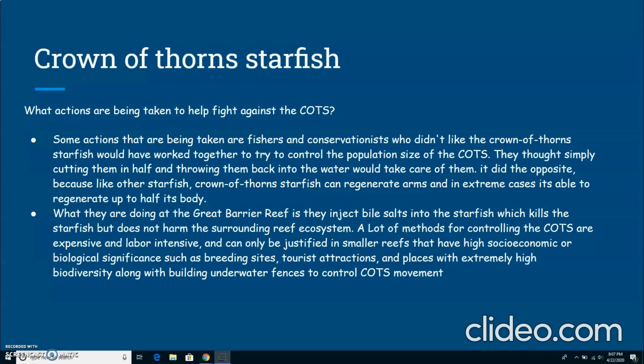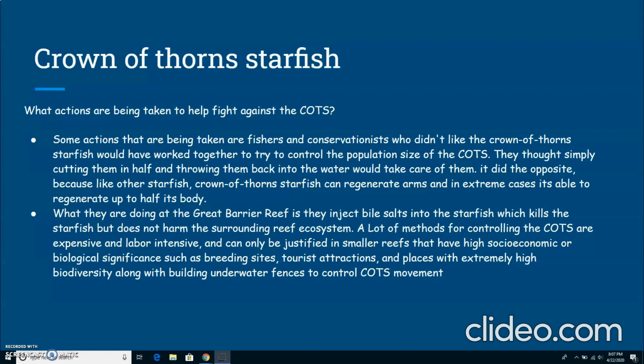A lot of methods for controlling the starfish are expensive and very labor-intensive. If you can only imagine having scuba divers everywhere all over the Great Barrier Reef trying to search for these starfish and injecting them with the salts, it's quite labor-intensive.